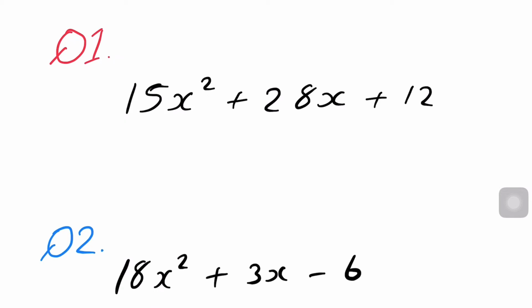15x squared plus 28x plus 12, okay? Now, the way we're going to start is by splitting the coefficient before x squared and the y-intercept up into two factors, right? So 15 could be split into, let's just say 15 and 1, for example, and then 12 can be split into 3 and 4, okay?